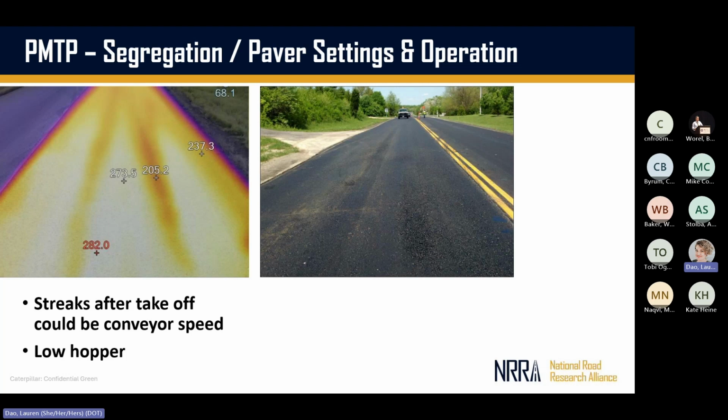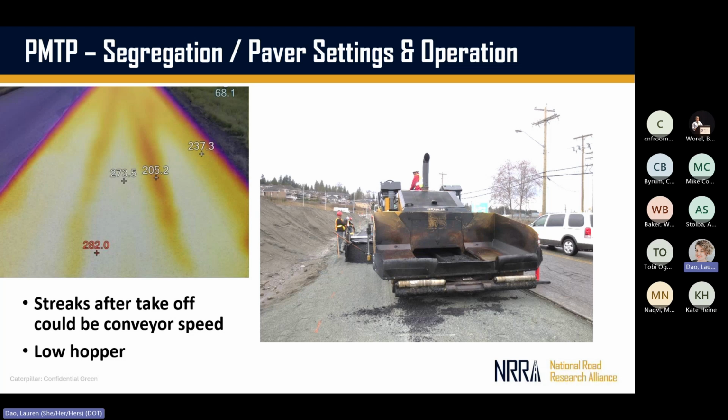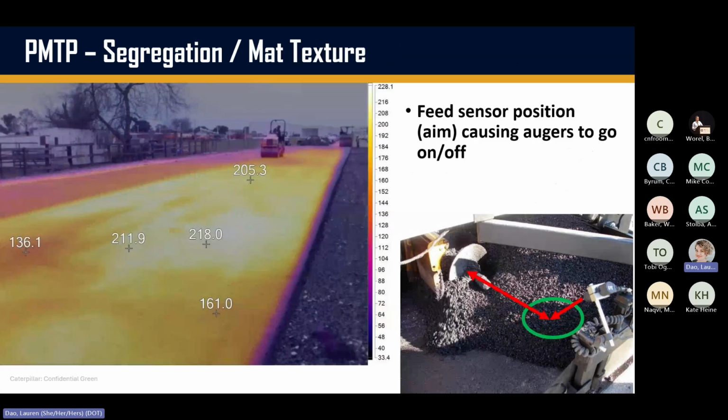So you look at this image, you can see a segregated one on the right side, the picture, but you can see that happening in the thermal images. I can look at paver hoppers running low, speed of the conveyors aren't set right, sonic feed sensors aren't aimed properly for the feed system on the paver. So there's a lot of operational things, all quality, that we can pull out or extract from this thermal information.